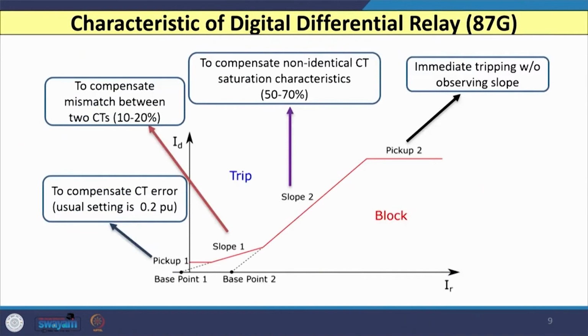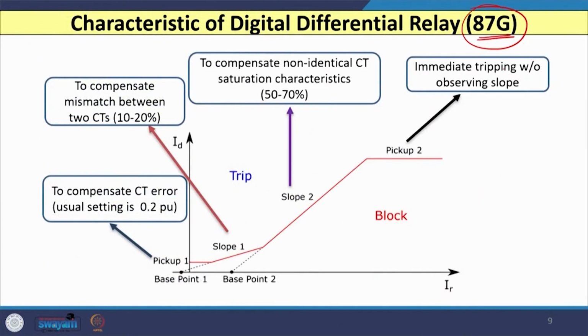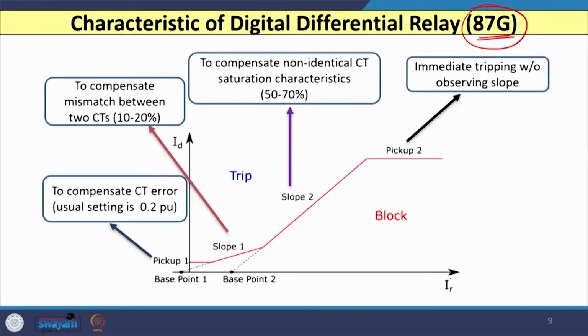Now, let us see what is the characteristic of digital differential relay. So, now we are talking about the 87G function, which is available here. When we talk about the characteristic of the differential relay, we know that it is always plotted with the restraining current on the x axis and the differential current or the operating current on the y axis.